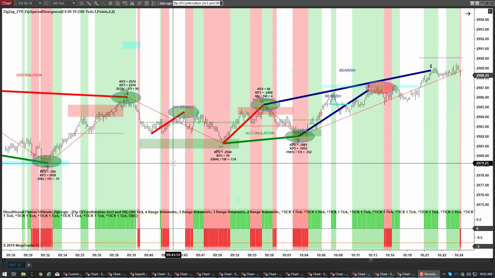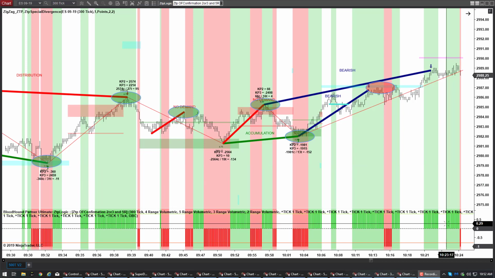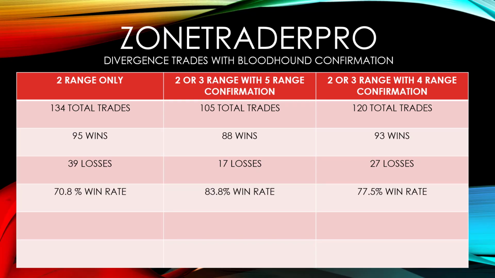Now, the point of this is to illustrate how good the ZoneTraderPro software is when combined with BloodHound and used together. Okay, so let's take a look at what our numbers are. With the 2 range chart, you can see that we had a total of 134 trades. We had significantly less trades when we included 5 range confirmation, and somewhere in the middle when we had 4 range confirmation. The wins were all about the same, except that in the 5 range we had 7 less, and in the 4 range we had 2 less.